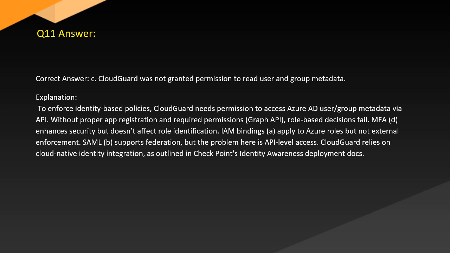MFA, D, enhances security but doesn't affect role identification. Role bindings, A, apply to Azure roles but not external enforcement. SAML, B, supports federation, but the problem here is API access. CloudGuard relies on cloud-native identity integration, as outlined in Check Point's identity awareness deployment docs.